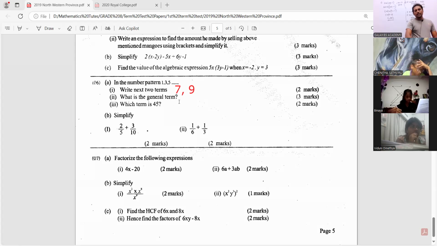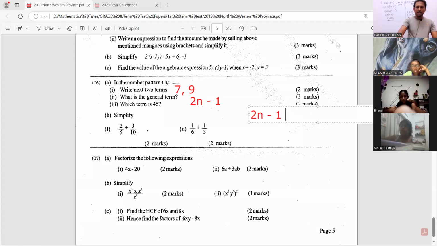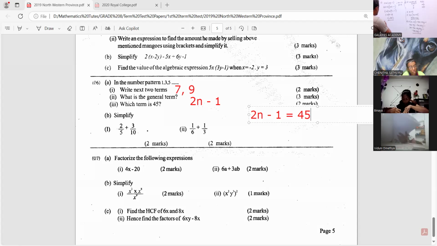Second part, what is the general term? What's the general term of the odd numbers? 2n minus 1. Which term is 45? What you have to do? You have to find n. So you have to write the simple equation. One side should be the general term and the other side should be the given value. Then you have to simplify. 2n minus 1 equal 45.